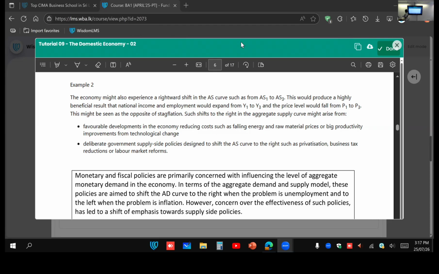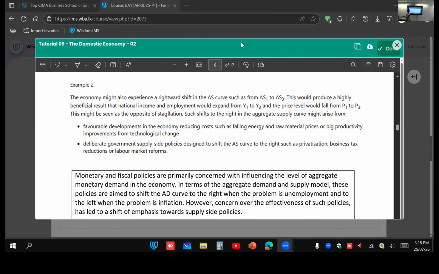This would produce a highly beneficial result: national income and employment would expand from Y1 to Y3, which is when the aggregate supply curve increases. Let's say due to some reasons, like the reasons listed here, governments giving grants and a lot of stuff. If the supply increases, employment levels also increase. Output increases. As a result, prices fall. Given the factor, demand remains the same.